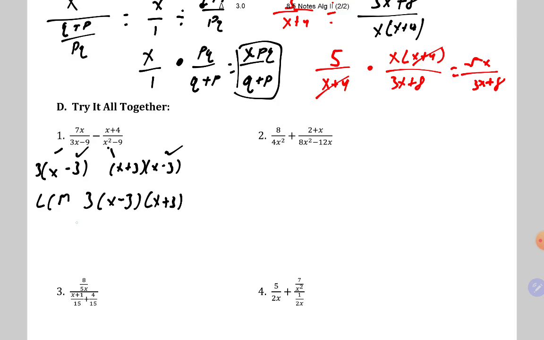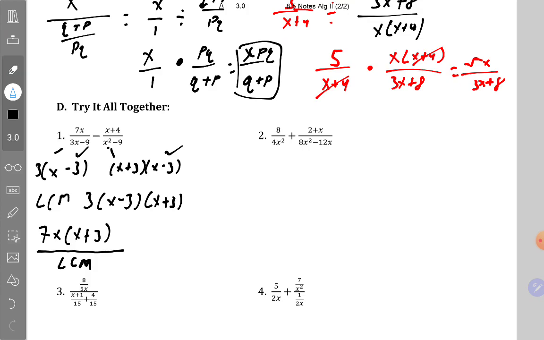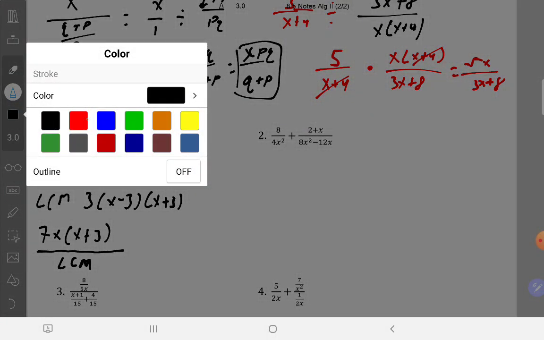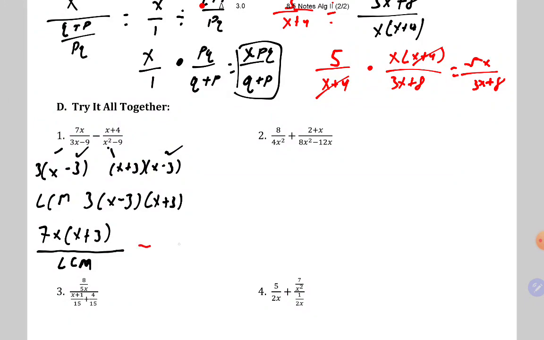So, first fraction, 7x, what's missing is an x plus 3. And I'm just going to call this the LCM at the moment to save some space. Okay, and then we're going to subtract. So we have x plus 4 up top, and that denominator was missing just 3.